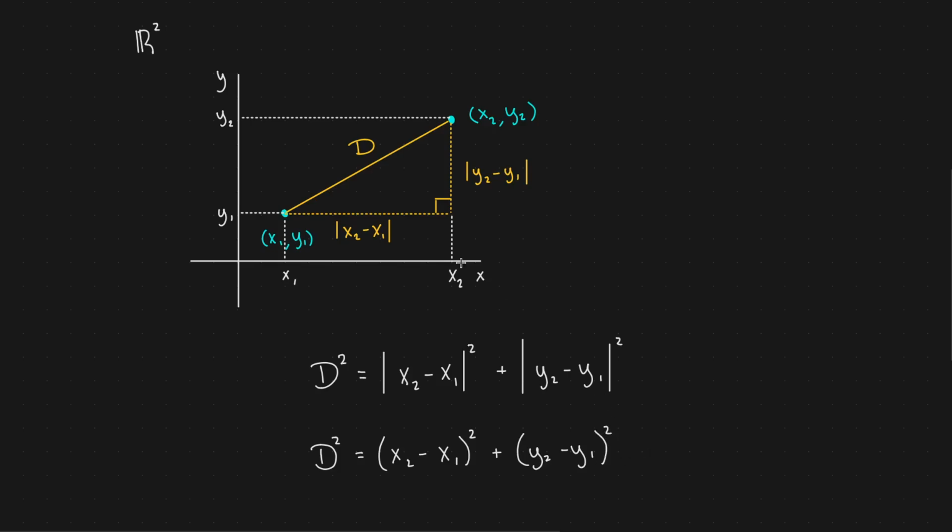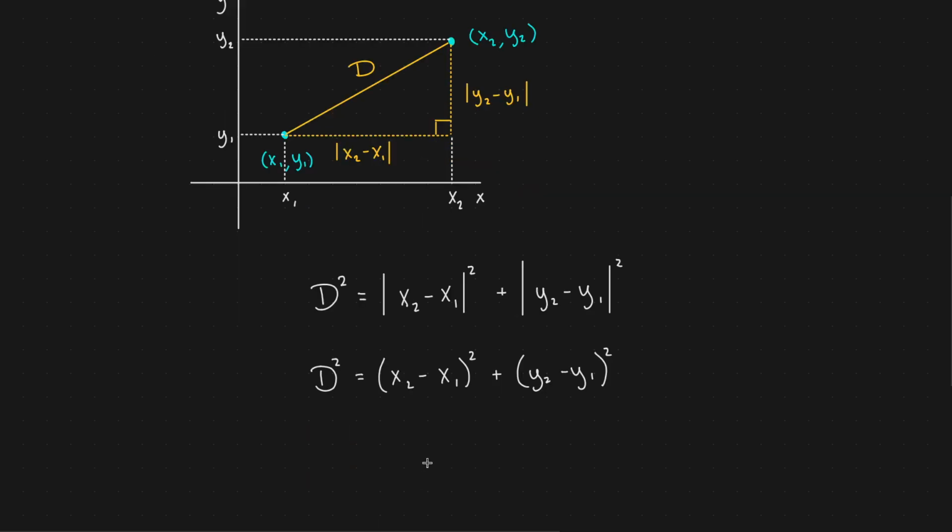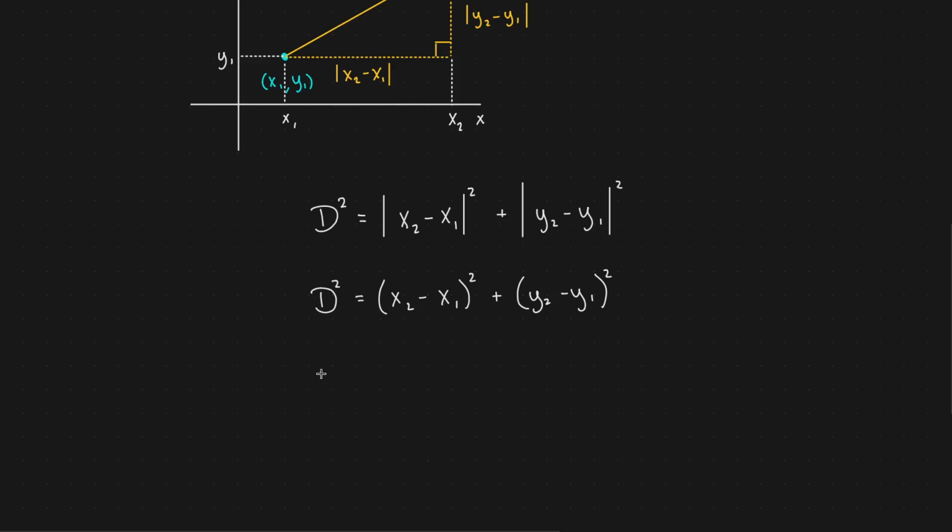Okay? And second, what we really want here is d, not d squared. So I'm just going to take the square root of both sides. So d is going to be equal to the square root of (x2 minus x1) squared plus (y2 minus y1) squared.